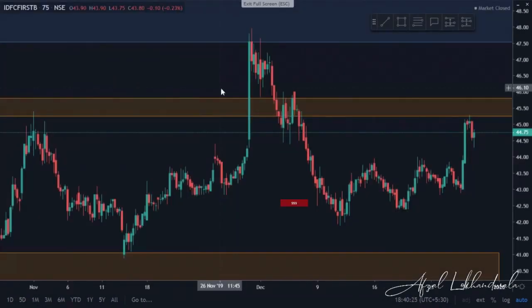So this is the 75 minutes time frame. As you can see, this blue area is the weekly resistance. This orange area is the daily resistance. This orange area is the daily support. On the 75 minutes too, can you see a good resistance? Yes, we can see right here. This resistance will be covered using a line. We can use the horizontal line, Alt plus H.